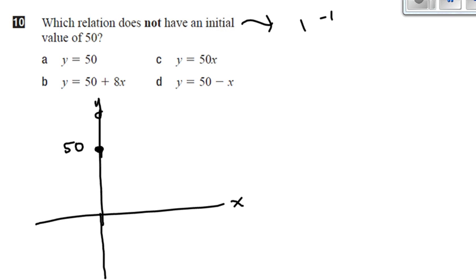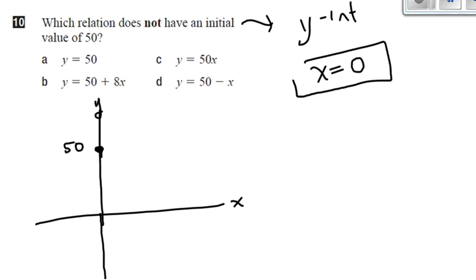And a y-intercept is where x equals 0. So one way to find it, if you don't already know, is to let x equal 0 and see what happens to your y value. In A, there is no x. So if I let x equal 0, I got y equals 50. In fact, you should know that that's a horizontal line at y equals 50, and that definitely has an initial value of 50 because it has only values of 50.